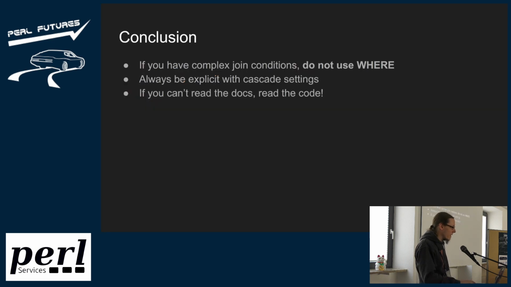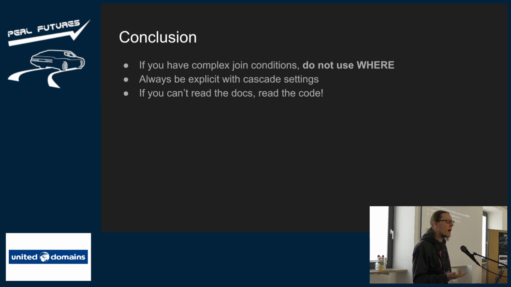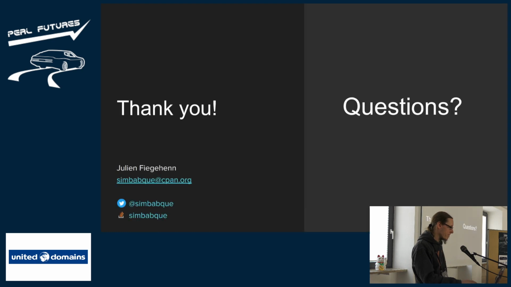Anyway, in conclusion, if you have complex join conditions, never use the where attribute. It's not going to work. Always be explicit with your cascade settings. And you should always read the docs, but maybe there aren't any. In that case, go and read the code. Thank you very much.